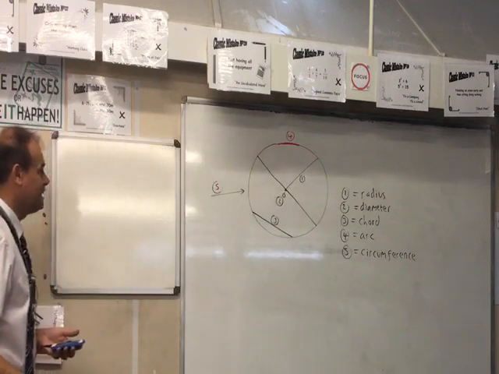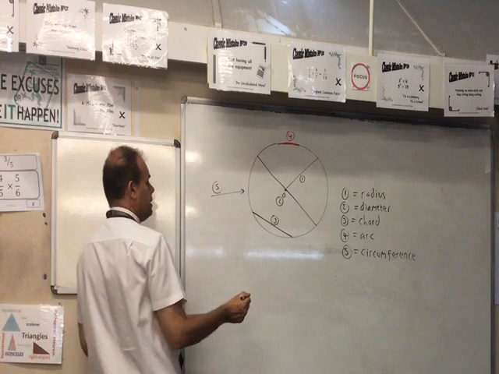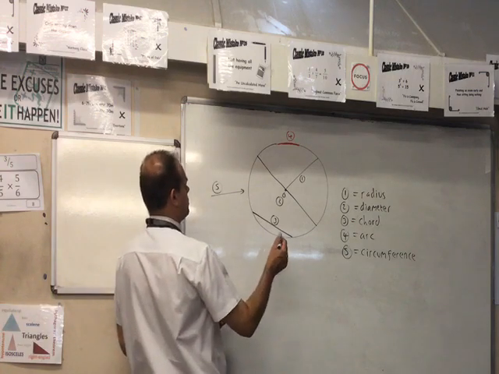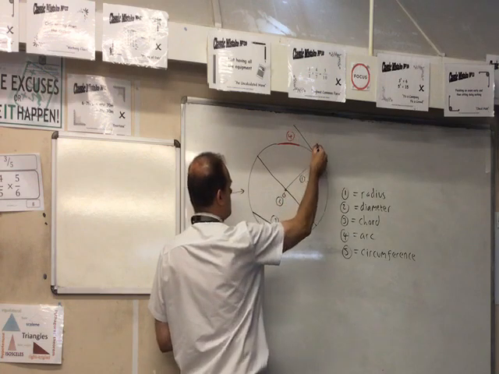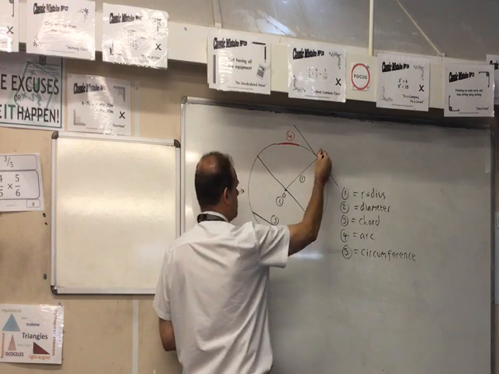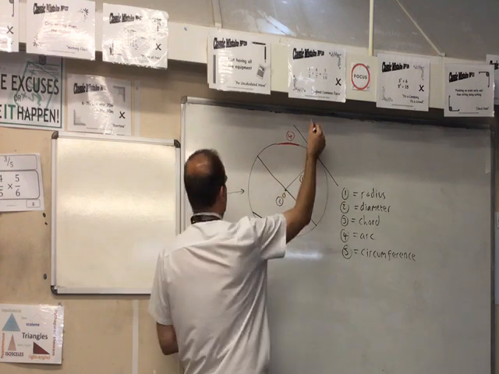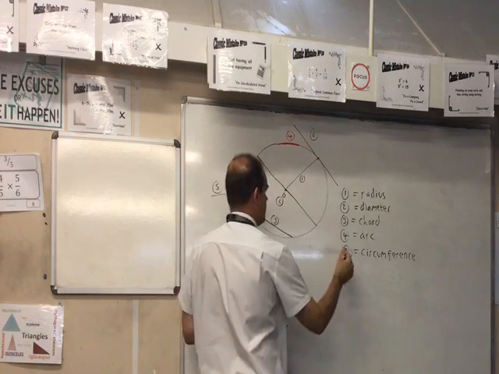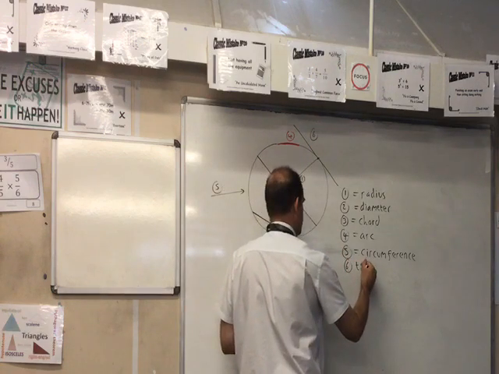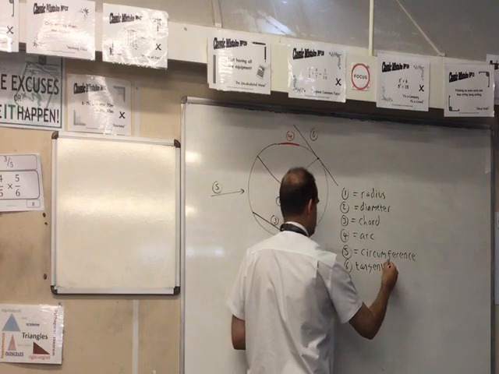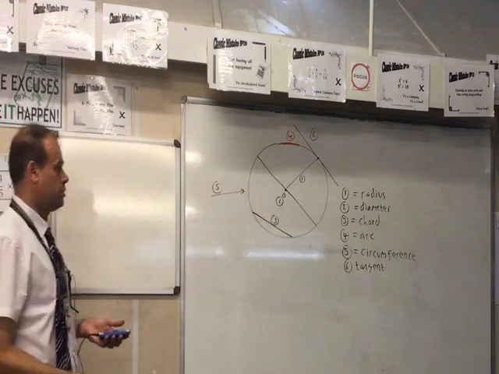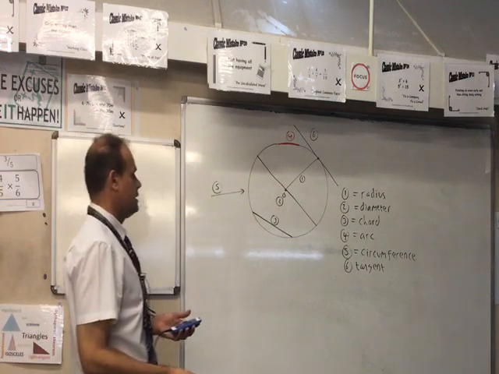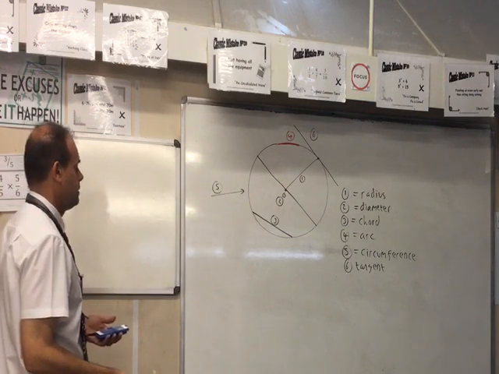And then lastly, this could be any position. Let's say I've got a line touching the circle in one place, about there. Call that number 6. That is given the name tangent. A tangent is a line which touches a curve, but in this case I'm talking about circles, touches the circle in one place, and that's given the name tangent.